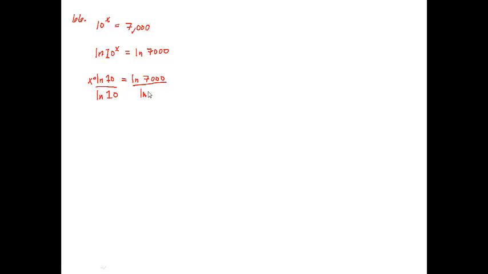Divide by the natural log of 10. And I have x is equal to, let's see here, natural log of 7,000 divided by the natural log of 10. And they tell me in the book to round to 2 decimal places, so let's say x is approximately 3.85, 2 decimal places. Good.